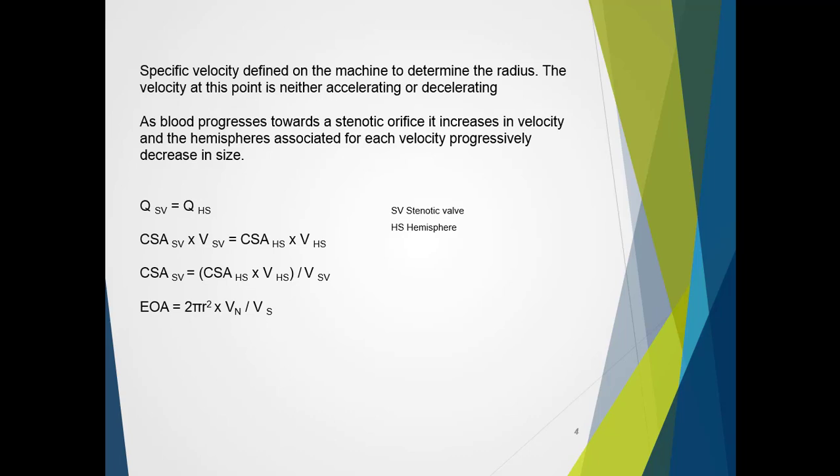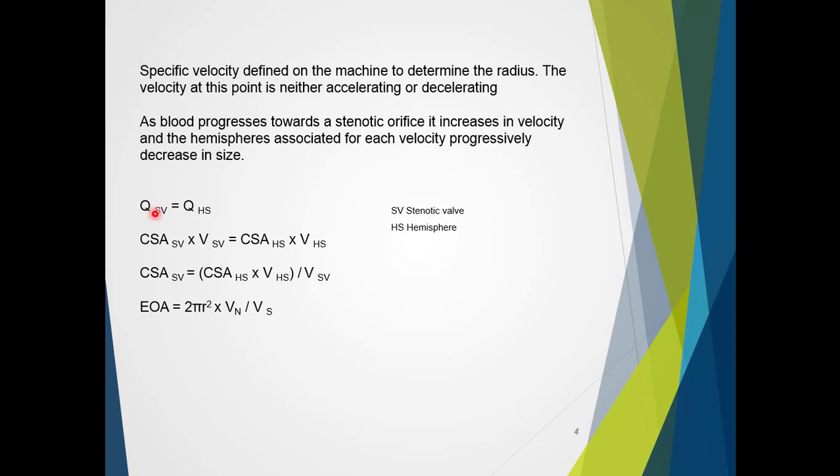We're using a specific velocity defined in the machine to determine the radius and thus our hemisphere. The velocity at this point is neither accelerating or decelerating. It is uniform or unchanged, thus the term isovelocity. However, blood is accelerating as it moves closer towards the orifice. Therefore, higher velocities equate with smaller radiuses. As blood progresses towards the stenotic orifice, it increases in velocity and hemispheres associated with each velocity progressively decrease in size. The specific velocity at any hemisphere is uniform.